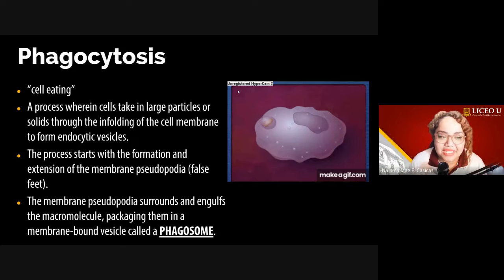This is a process wherein cells take in large particles or solids through the enfolding of the cell membrane to form endocytic vesicles. So the process starts with the formation and extension of the membrane pseudopodia. So it's basically endocytosis, basic endocytosis. The membrane pseudopodia surrounds and engulfs the macromolecule, packaging it in a membrane-bound vesicle called a phagosome. So that enclosure of the molecule will be called a phagosome.